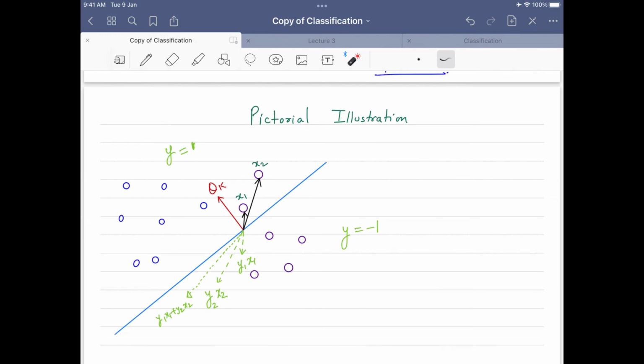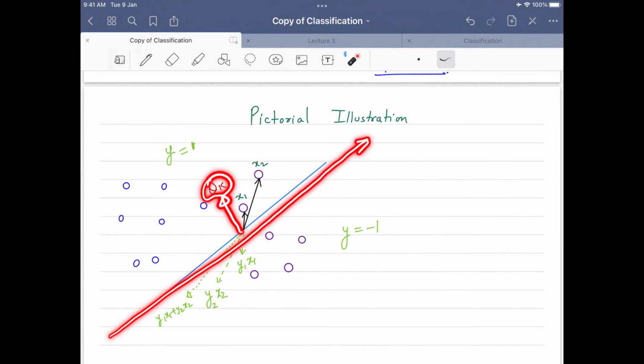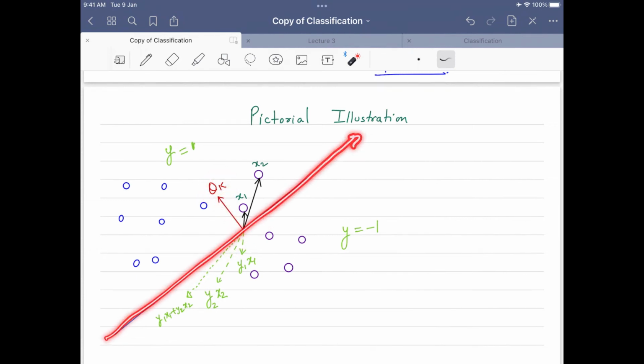Pictorially, you can prove yourself that this theta, the vector of parameters corresponding to gradient descent that we will be using, is perpendicular to the hyperplane, which is this one. I am giving you this as an exercise: this theta k is actually perpendicular to this hyperplane, and you have to prove it yourself. So this is normal to the hyperplane.